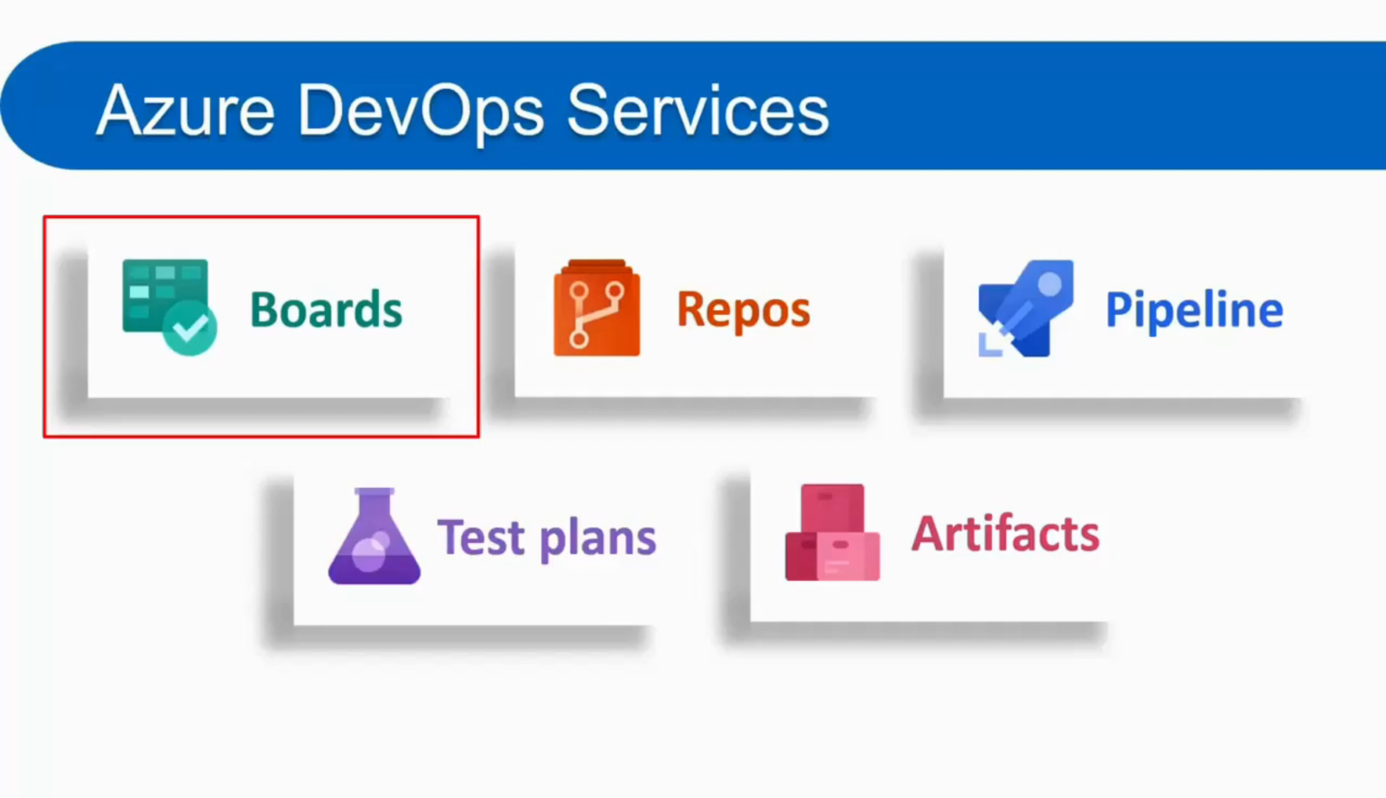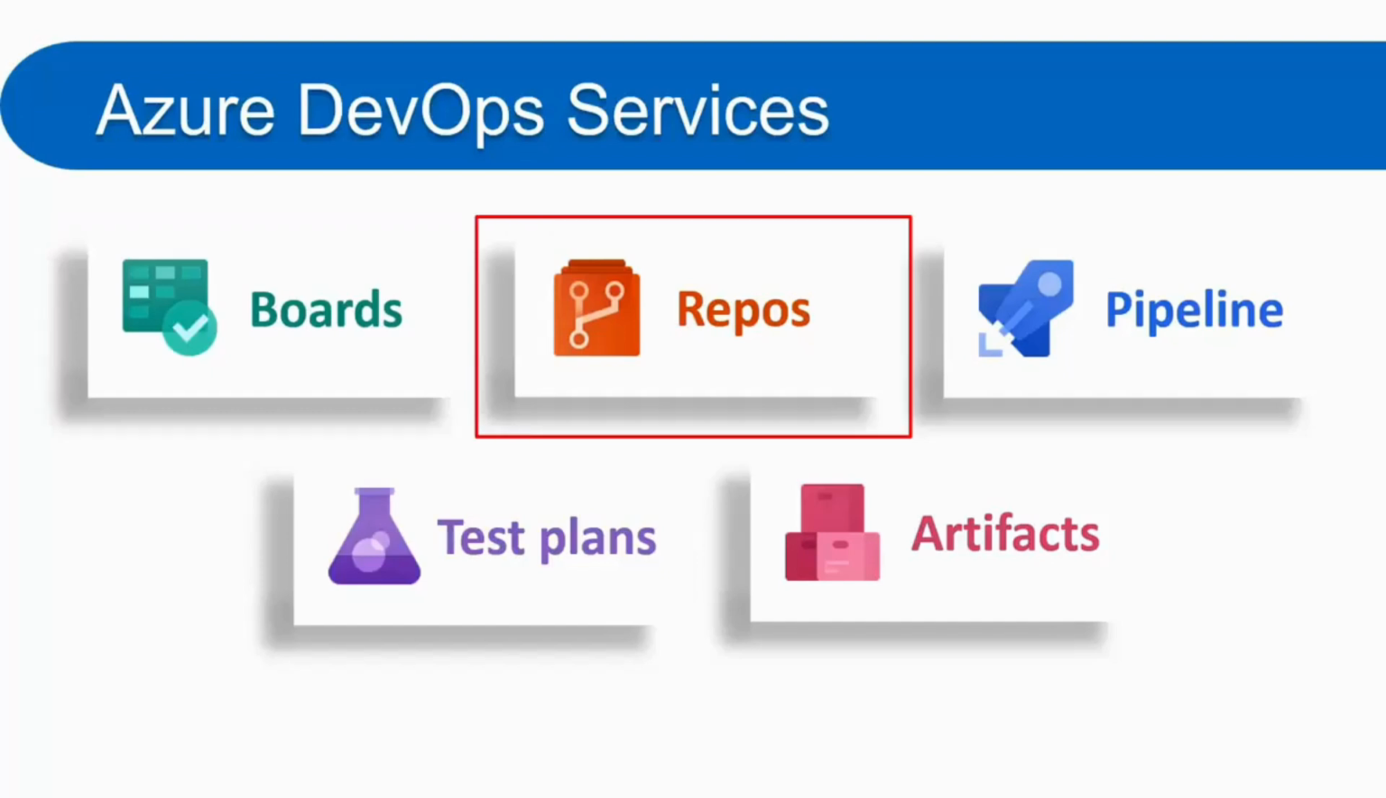Let's first talk about the boards. The boards are basically used to plan your work. Here in this board, you can write your stories, your tasks, your bugs, or your epics, and manage their progress to completion. The Agile board and Kanban board, all of these things are managed in the boards.